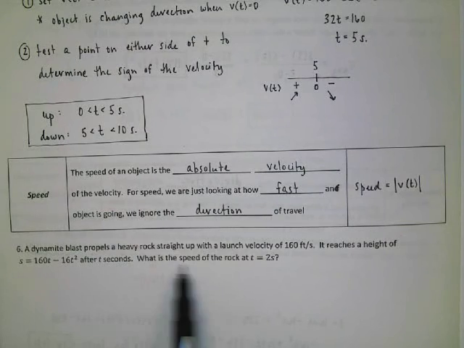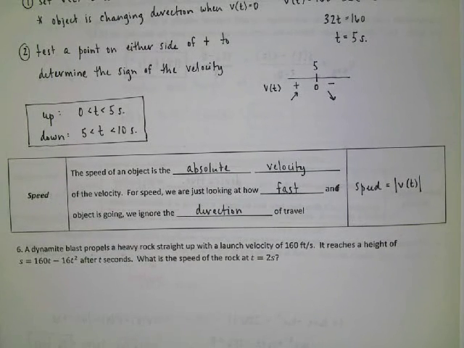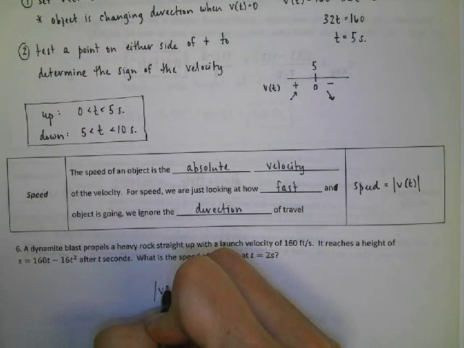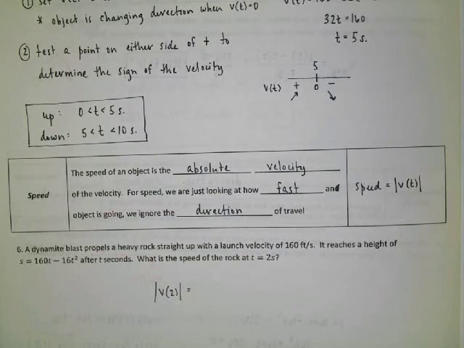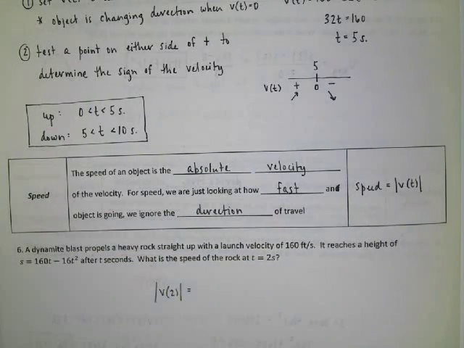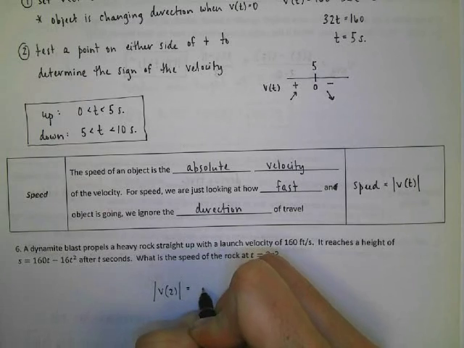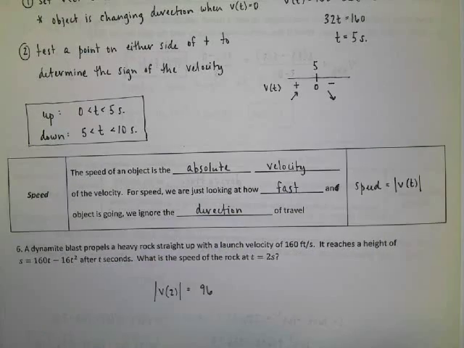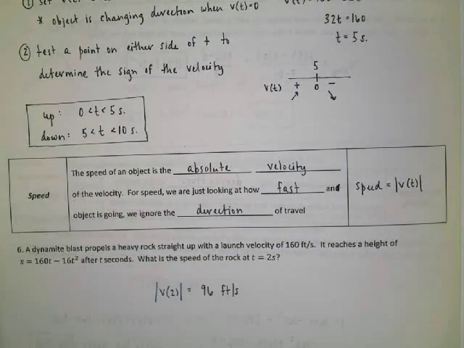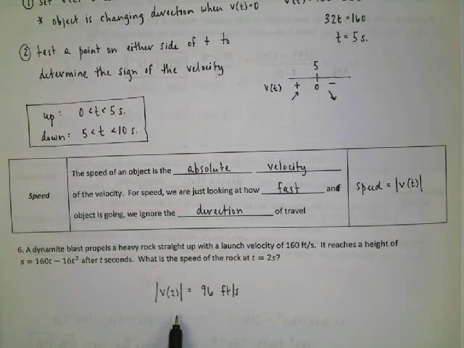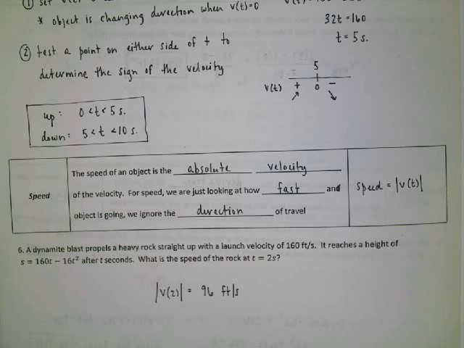So now for my question, if I want to know the speed of the rock at t equals 2 seconds, I know I'm going to take the absolute value of v of 2. If I calculate v of 2, I'm just going to plug in 2 to my velocity function. I get 96 feet per second. So since my velocity at time t equals 2 was positive, obviously our speed will be positive as well.